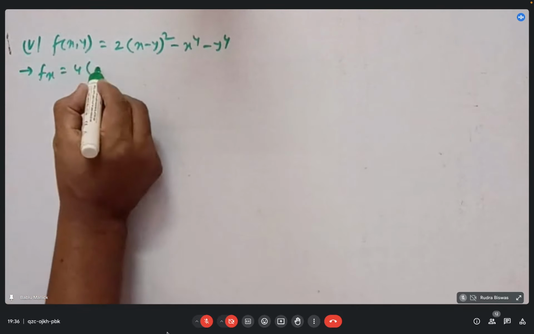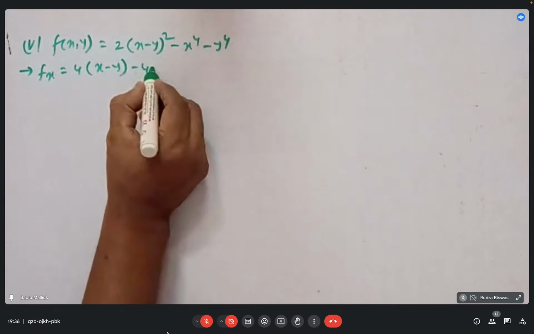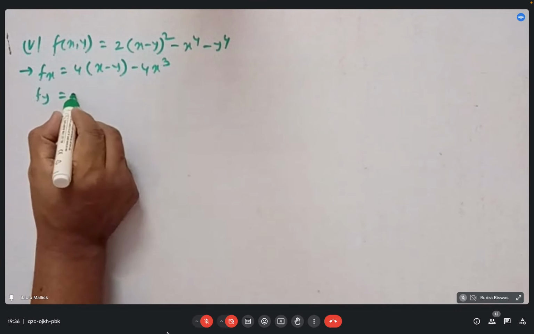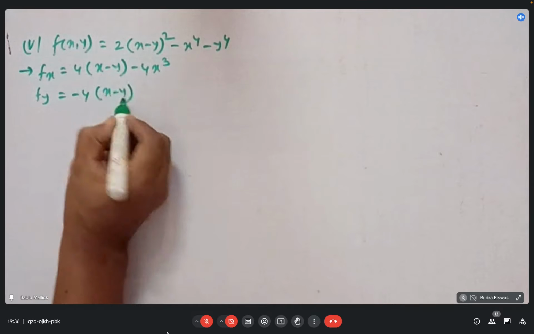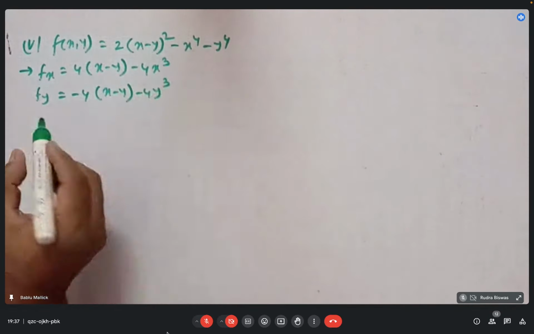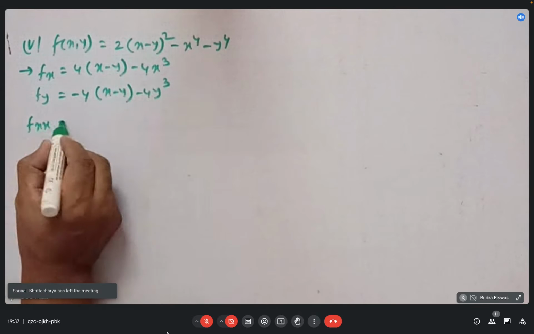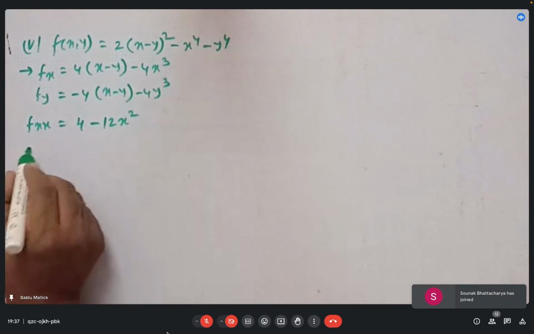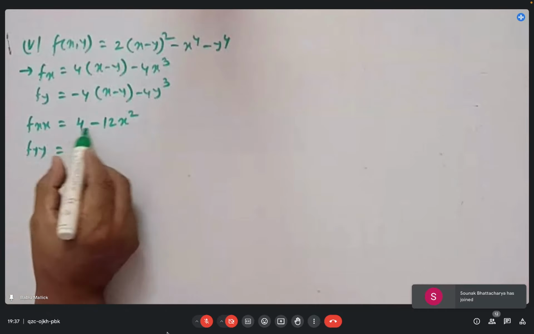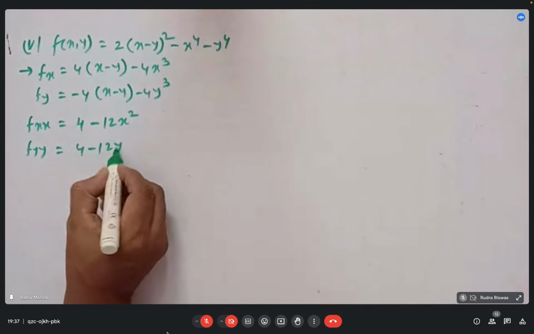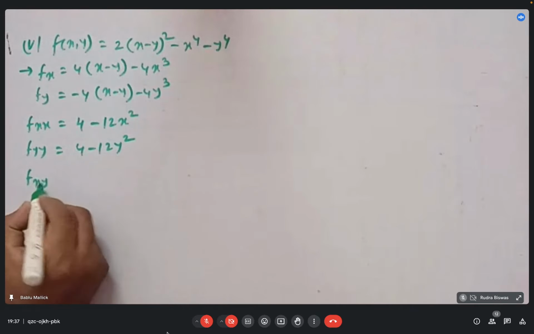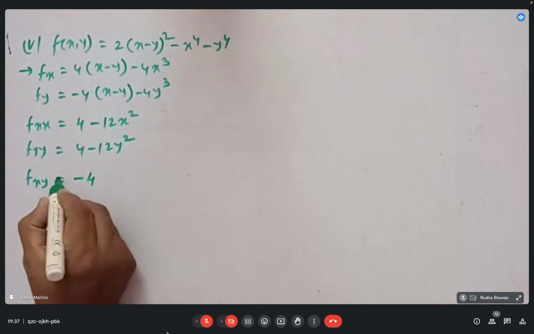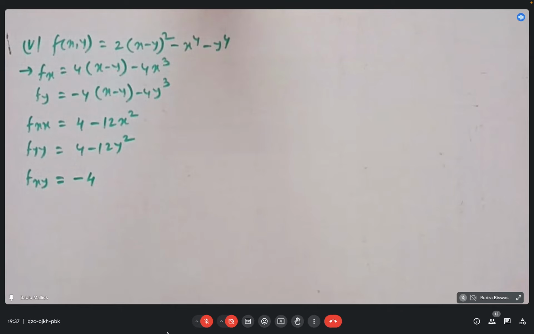fx is equal to 4 into (x minus y) minus 4x cube. fy is equal to minus of 4 into (x minus y) minus 4y cube. fxx is equal to 4 minus 12x square. fyy is equal to 4 minus 12y square. And fxy is equal to minus of 4.